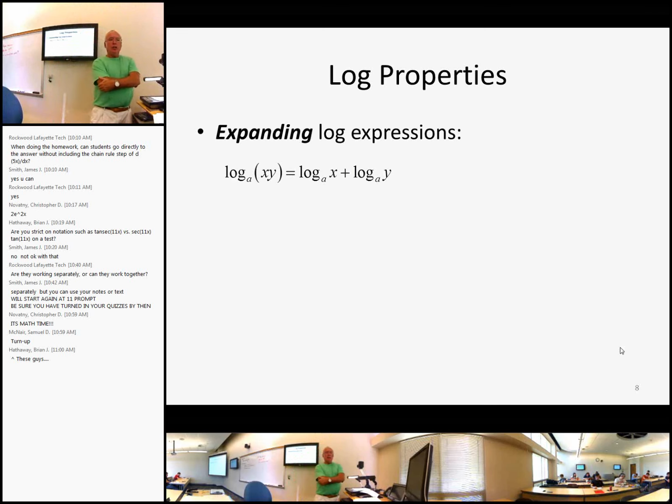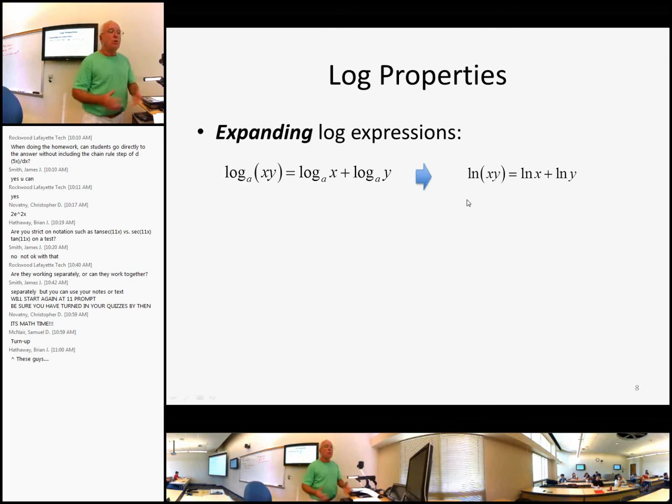If we take the log of two things multiplying each other, in other words, the log of xy, those can expand out as the sum of the log of x plus the log of y. All right. So we can expand a single log into a sum of two other logs. So the product here expands into a sum. And I'm going to go through some examples of this in just a moment.